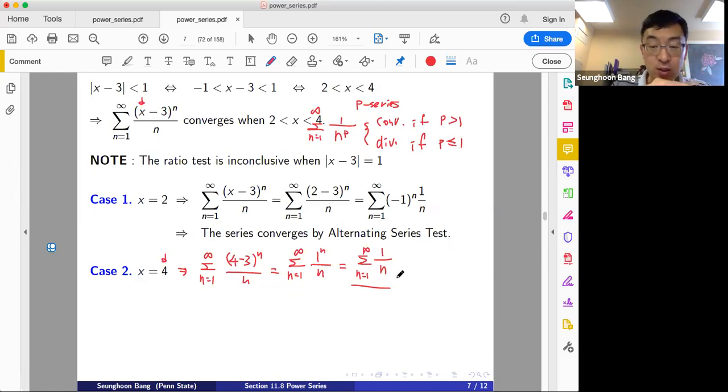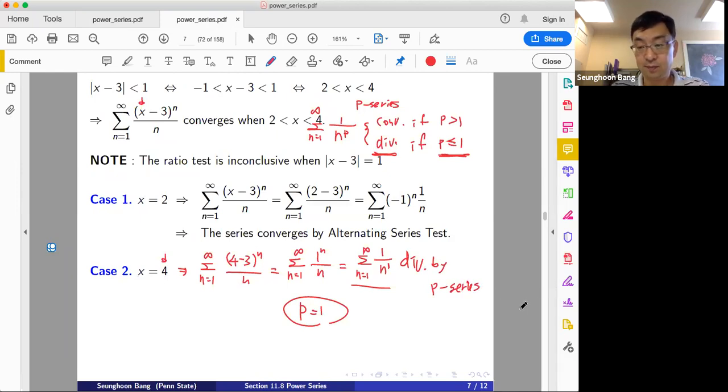In this case, what is p? This is n to the power 1 here, so the power p is just 1. P is equal to 1. The answer is divergent. So we have divergent by using the p-series.